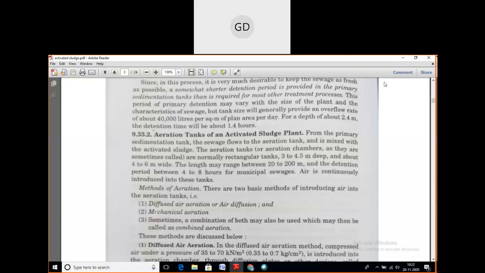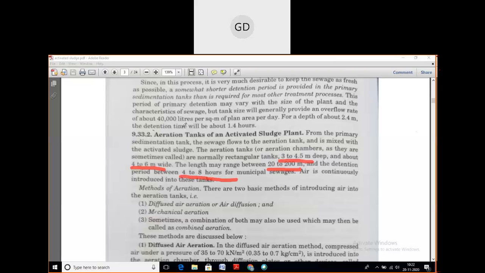So you can underline or later remember these values. It is 3 to 4.5 meter deep, 4 to 6 meter wide, length ranges between 20 to 200 meter, and detention period is between 4 to 8 hours for municipal sewages.